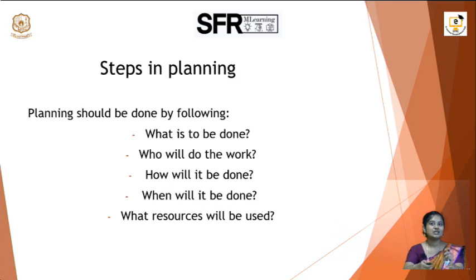So, steps we are planning: what are the steps we should have in mind, what is to be done, who will do it, how it will be done, when it will be done, what resource will be used. These include the human and non-human resources, the time, and how it will be done, what things we will be using. So, these are the things we should have in mind before planning.